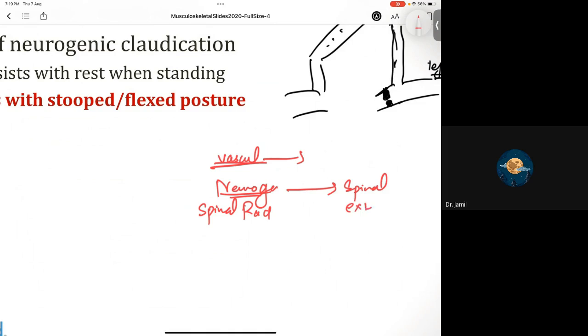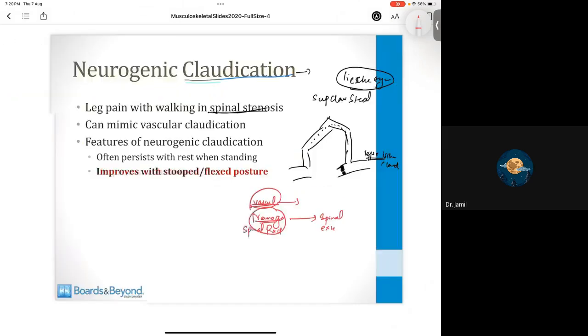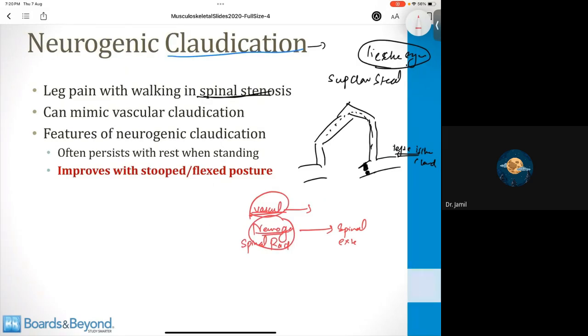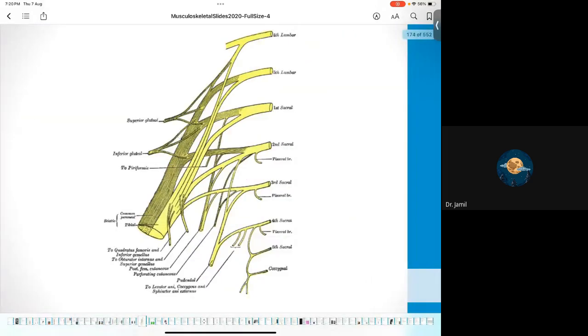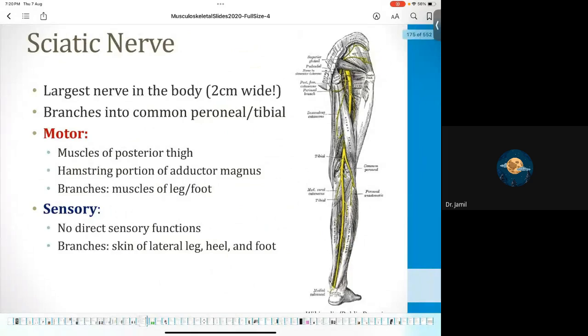And if this individual is extending backward and the pain is worsening, then what do you suggest? Also spinal stenosis. But if with flexing forward the pain isn't improving and the pain is worsening with activity, what do you suggest? Vascular claudication, right? So you are going to differentiate vascular claudication from neurogenic claudication. Is it clear?